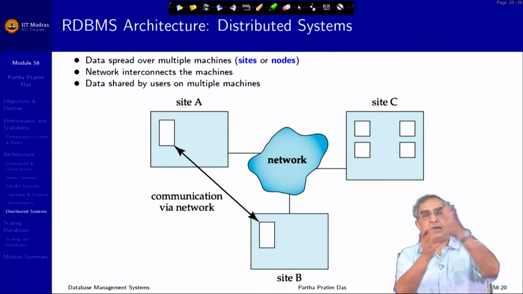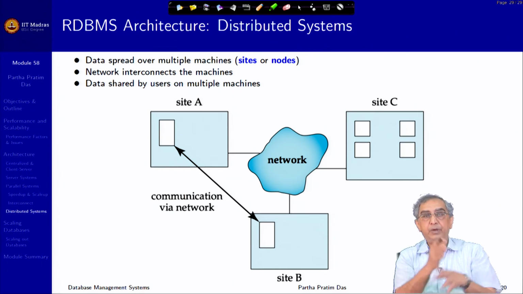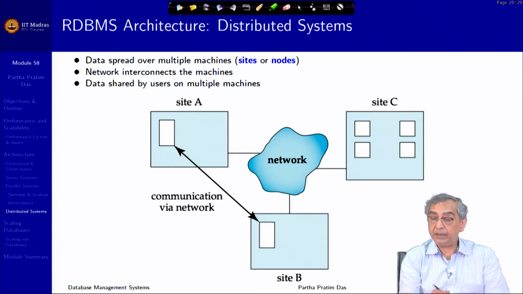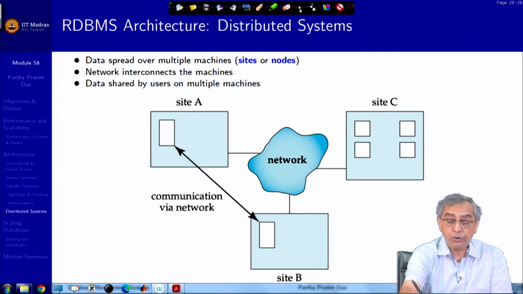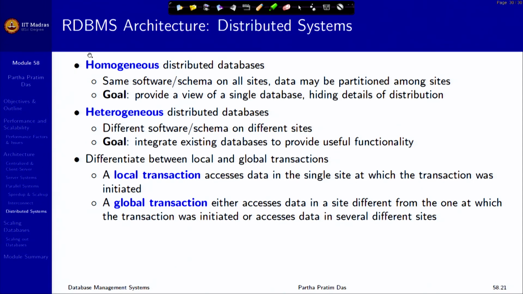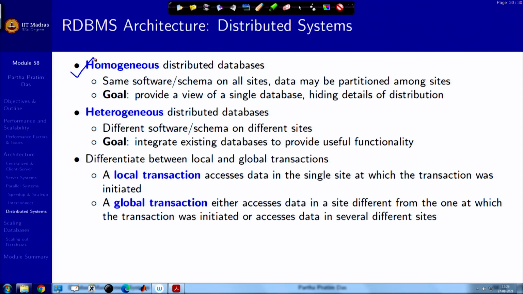It may be somewhere else, that part of the data is somewhere else, and a relatively lower bandwidth network will connect them. So, data is shared by users on multiple machines, and here 3 sites are shown, which again can be done in a homogeneous manner. That is, homogeneous means that everywhere at every node you use the same software schema, same kind of machines and so on, and just partition the data among the sites, or it could be heterogeneous.